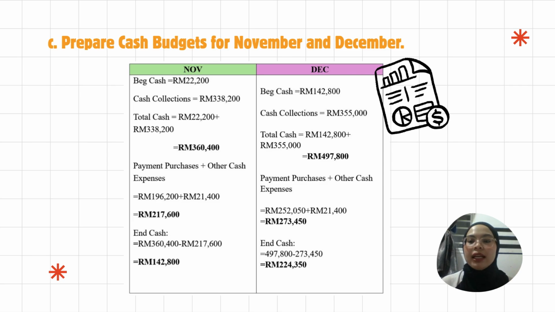In December, the beginning cash is 142,800, which is the ending cash from November. After adding the cash collection of 355,000 ringgit, the total cash available becomes 497,800 ringgit. After deducting the total cash payments of 270,450, the company ends December with 224,350 ringgit. Overall, the cash balance increases from November to December, showing that the company has sufficient cash to cover its expenses and maintains a healthy cash position.